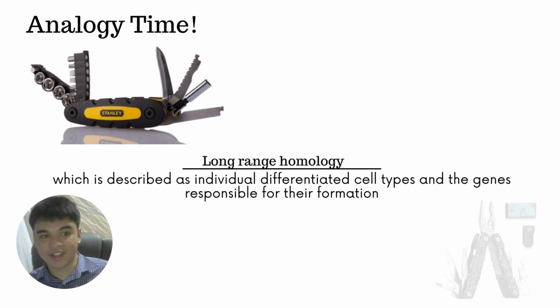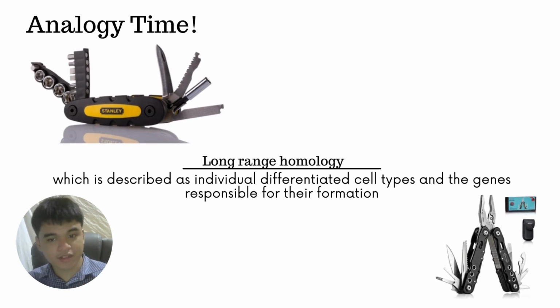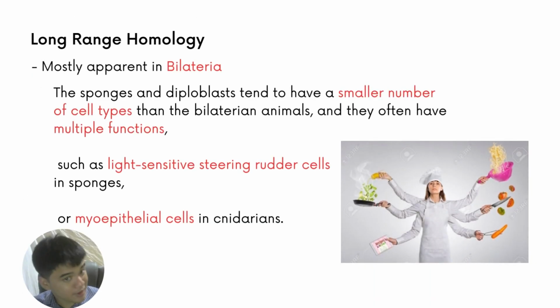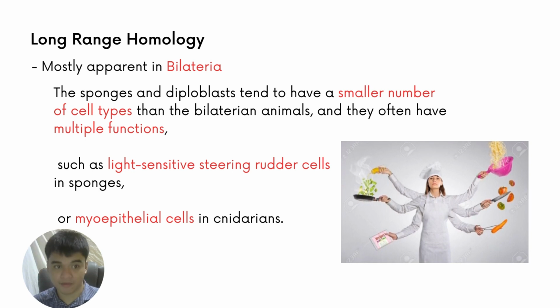And now we go to the long range homology, which is described as individual differentiated cells and the gene responsible for their formation, aka it's very few cells that do a lot of things, aka it's a multitool. We have long range homology, which is very apparent in Eumetazoa, and for sponge and diploblasts, they're small angular cells with multiple functions, like I multi-told earlier. So sponges have light sensitive steering rudder cells, basically light sensitive like the eye, and steering rudder cells to steer. They have the myoepithelial, the muscle skin of the Cnidarians, so it's like an understaffed kitchen.